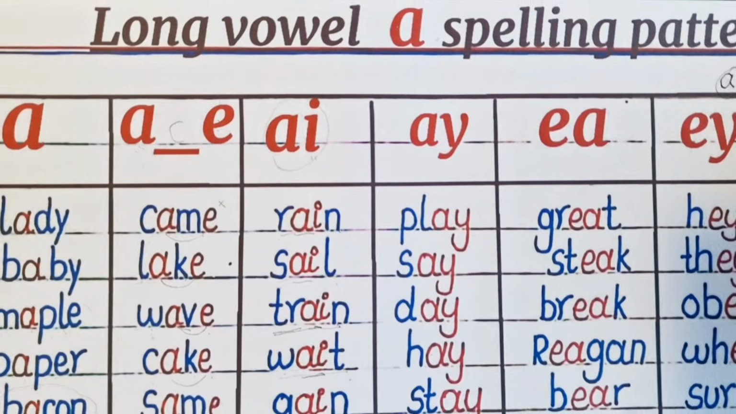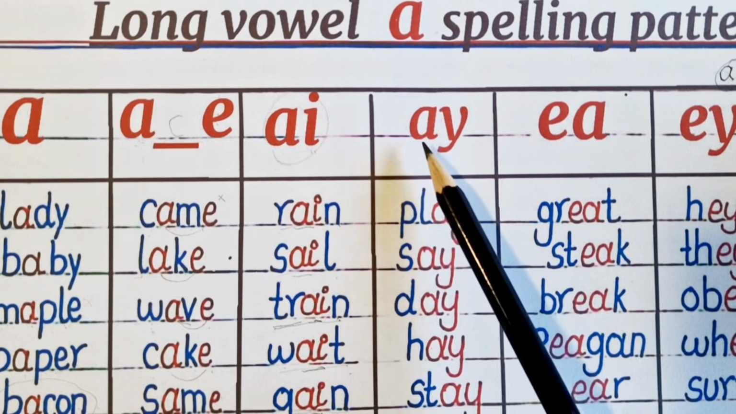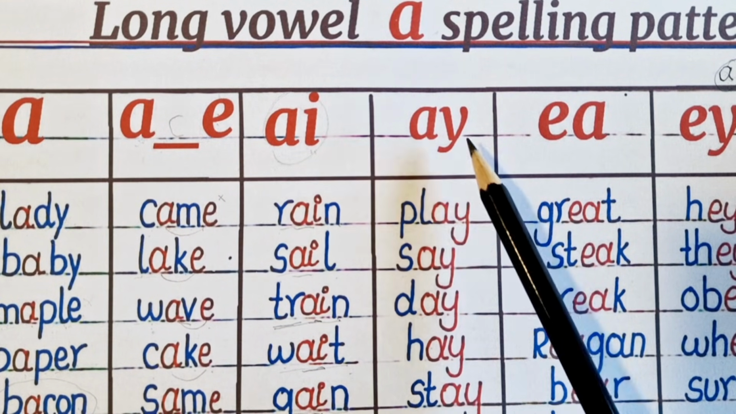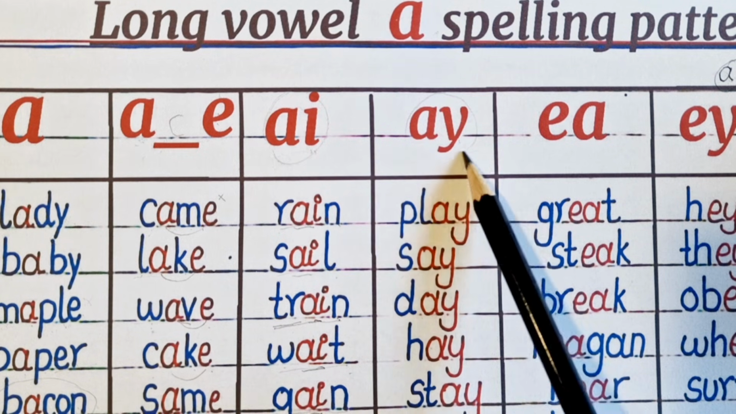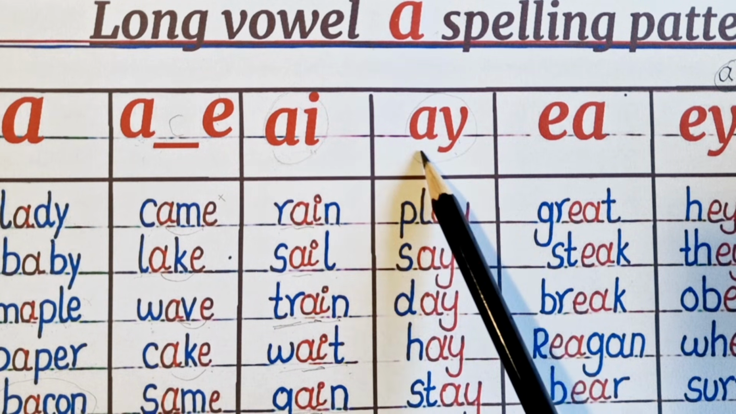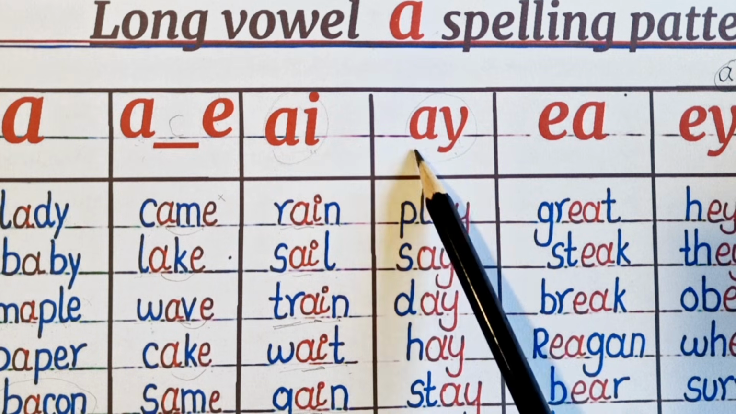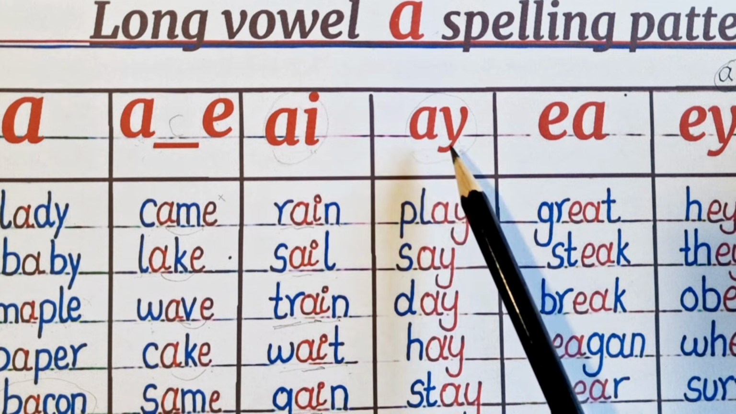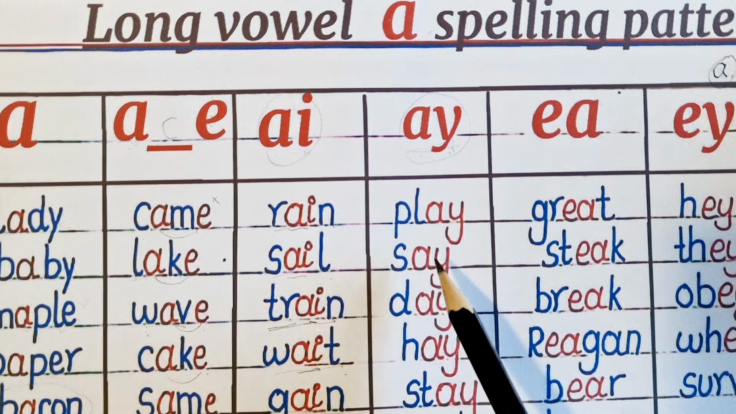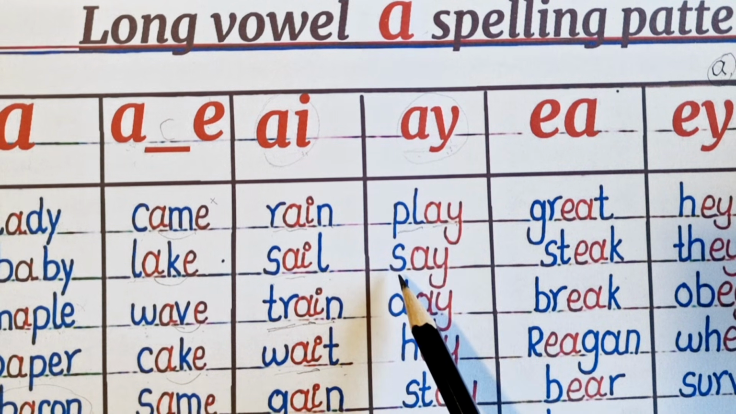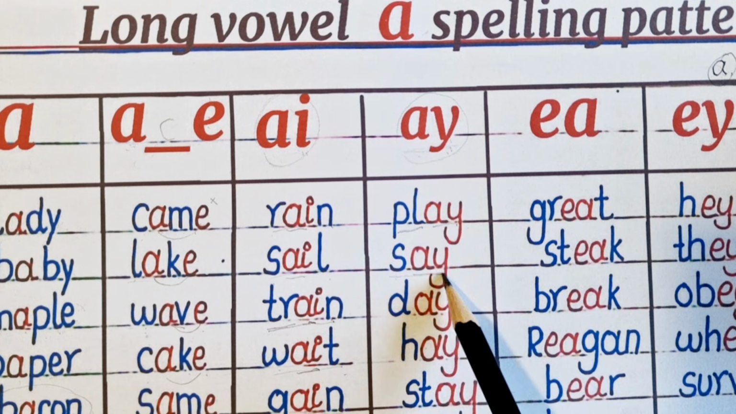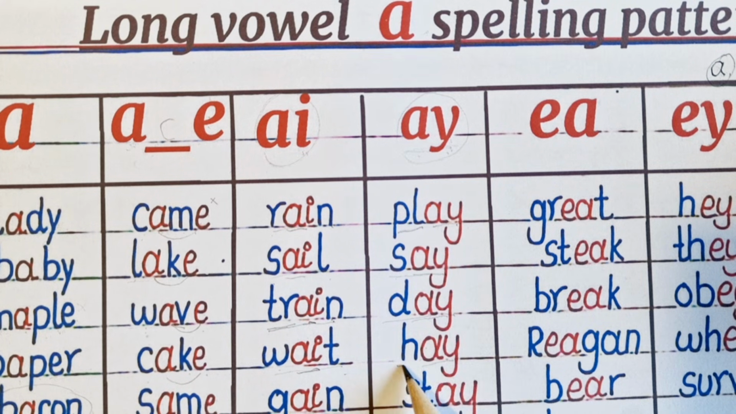Next spelling pattern is the sound of A is A and the sound of Y is Y. But when these two letters come together in a word, we will say A. And this spelling pattern usually comes at the end of a word. A. As in pl, a, play. S, a, say. D, a, day. H, a, hay.